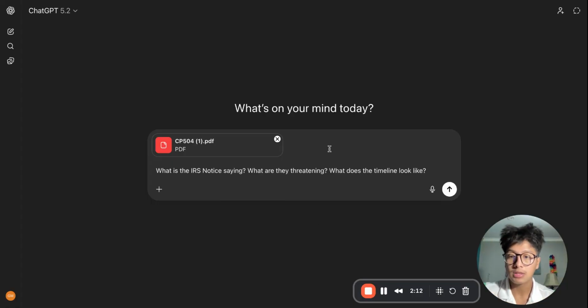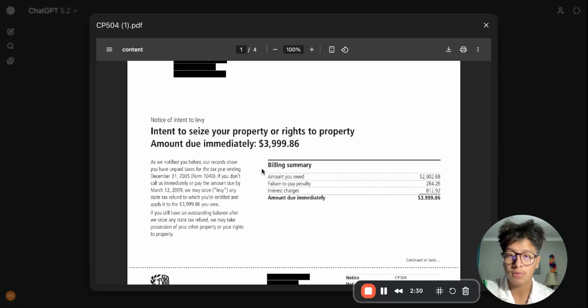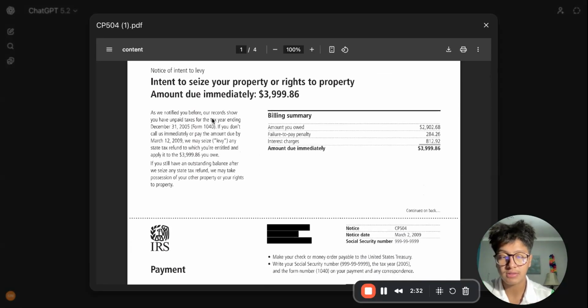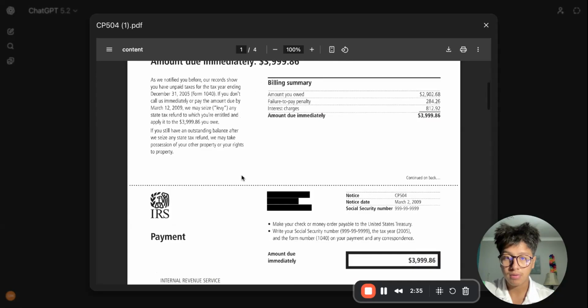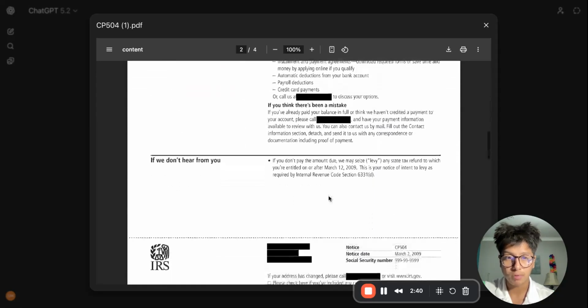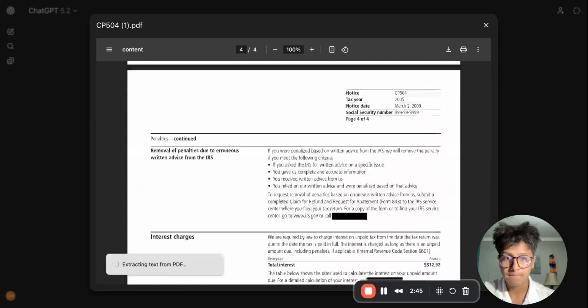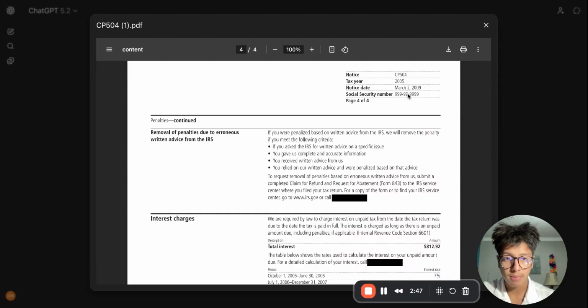So, number one is you get a notice. When a client sends me an IRS notice, let's say this is a CP 504 notice, I can bring it up here. Okay, guys, this is the notice. This is intent to levy, intent to seize your property, rights, property amount, CP 504 notice. Here are the amounts. We got all of this, and we're going to be asking AI to digest this for us. This is a mock CP 504.